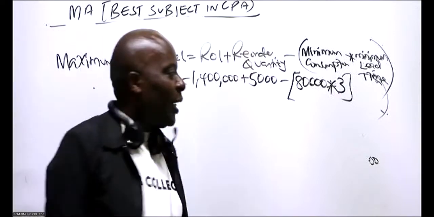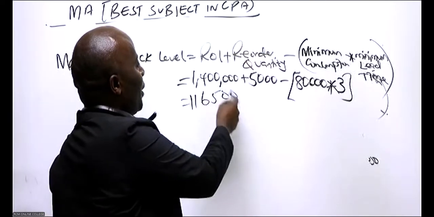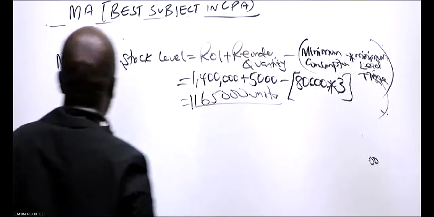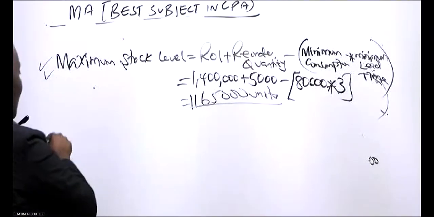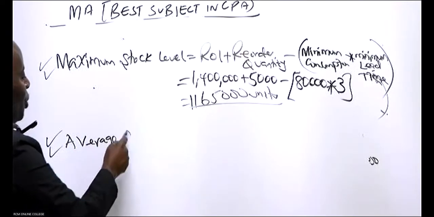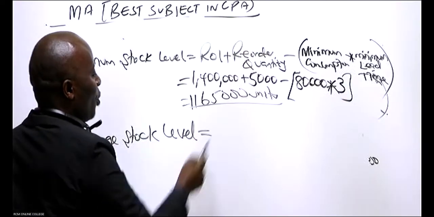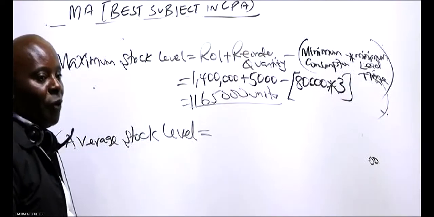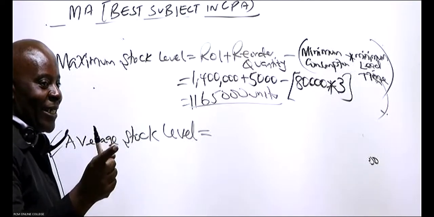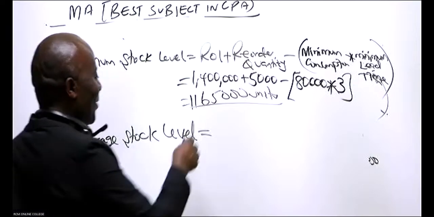$1,165,000. And then the very last one, which we have already discussed, is the one we are calling what here? Average, isn't it? So the average stock level. What do we have here for average stock level? Maximum plus. Did you attend my daytime class today? How come you remember this very well?